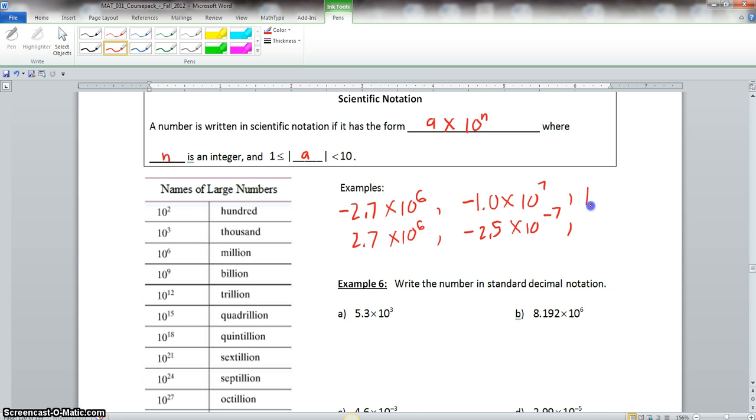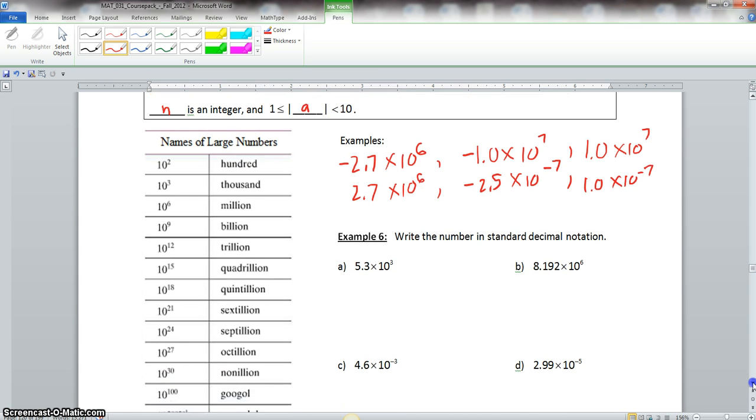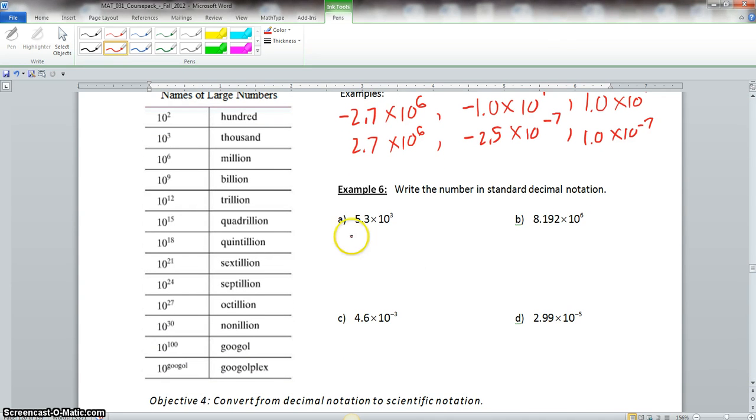Or we could have 1.0 times 10 to the 7th power, or 1.0 times 10 to the negative 7 power. Okay, now we scroll down here. Now we're given the name of the large numbers. You could look at this at your leisure.